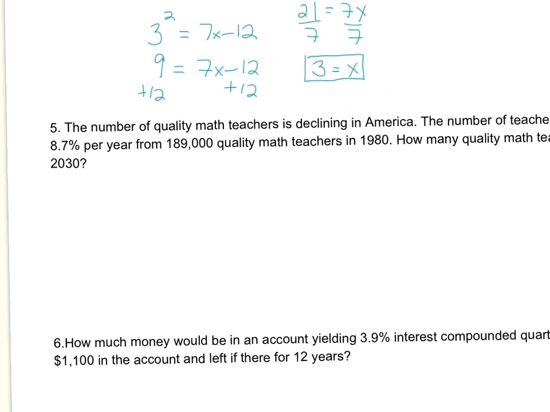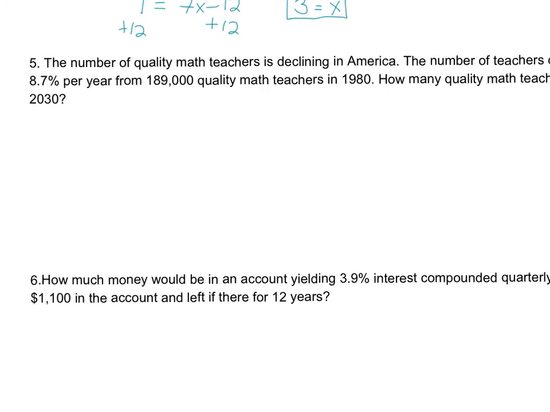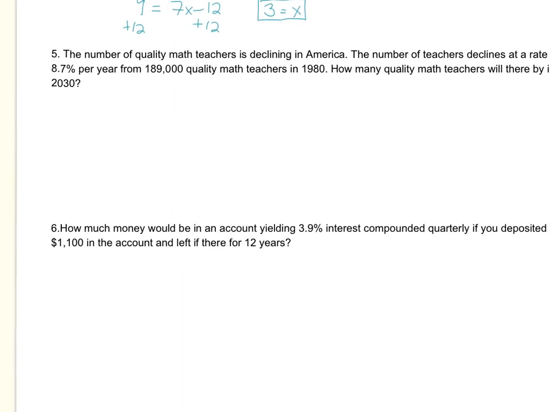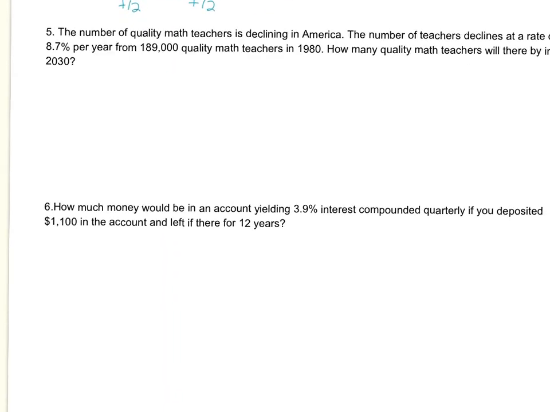Okay, number 5 is a word problem. The number of quality math teachers in America is declining. The number of teachers declined at a rate of 8.7% per year from 189,000 quality math teachers in 1980. How many will there be in 2030? Well, this goes back to when we had two formulas. The amount, y, in any growth or decay equation is A, where this is the initial amount, how many we start with, times 1 plus or minus the rate. It's plus if it's going up, it's minus if it's going down, to the t, where t is typically the time.